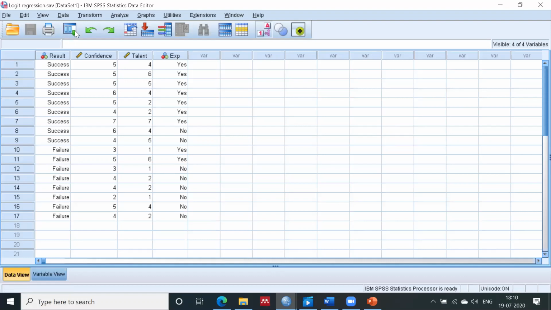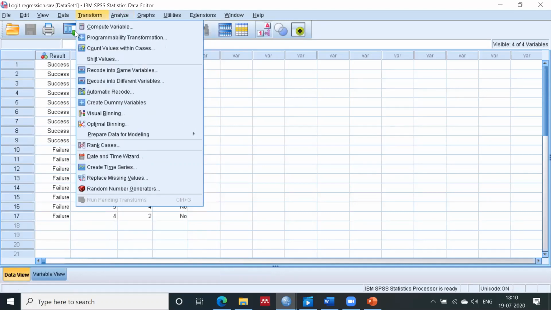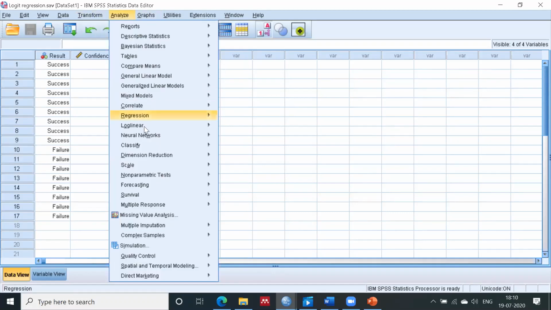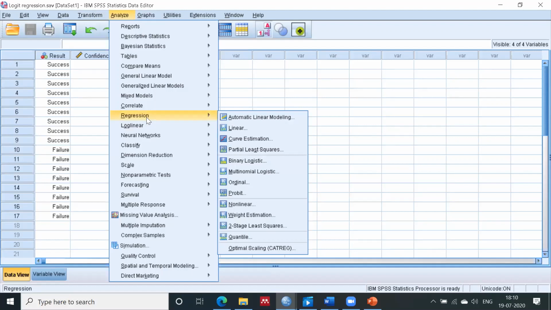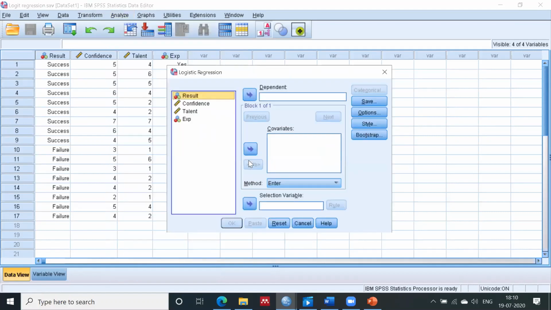For the binary logistic, you have to go to Analyze and Regression, right? And there is an option of binary logistic. In the regression, you will find the option binary logistic. Just click the binary logistic.